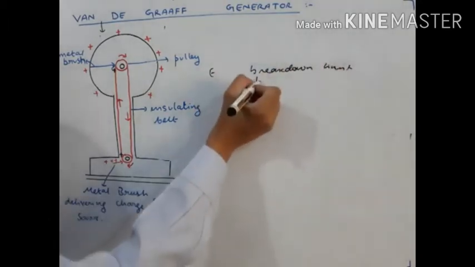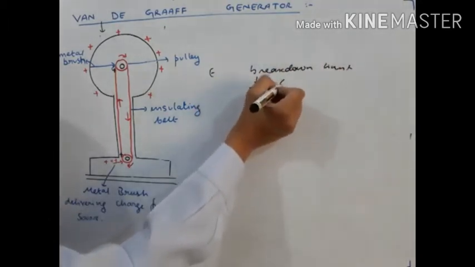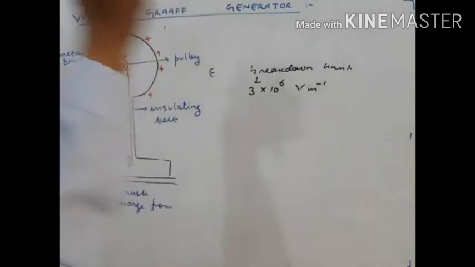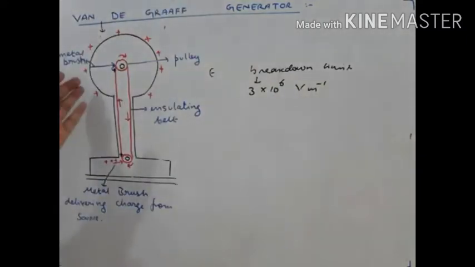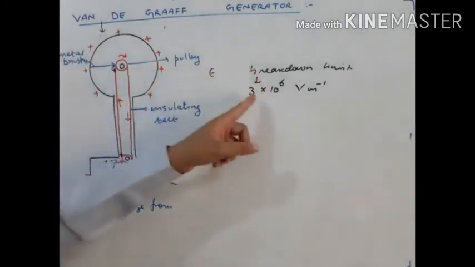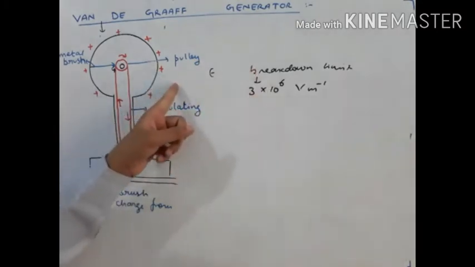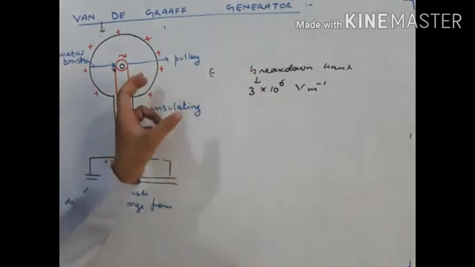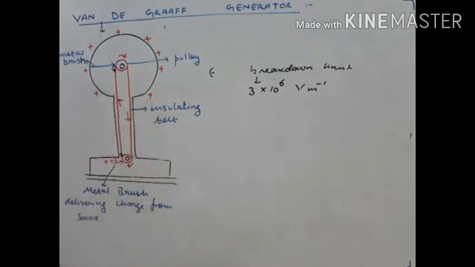And if it approaches the breakdown limit, which is approximately 3 × 10^6 volts per meter, then it cannot store a further amount of charge. If you try to charge more, it will not store, because after this electric field has been attained, these charges would flow even through air in the form of a spark that we call discharge. Is it clear, students? Now I would like to show this particular arrangement of the Van de Graaff generator to you.